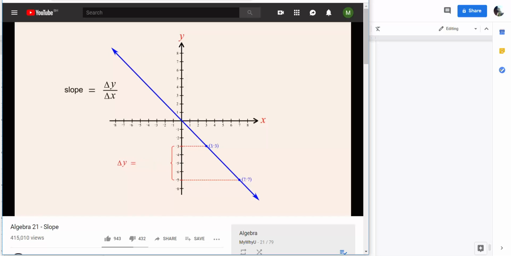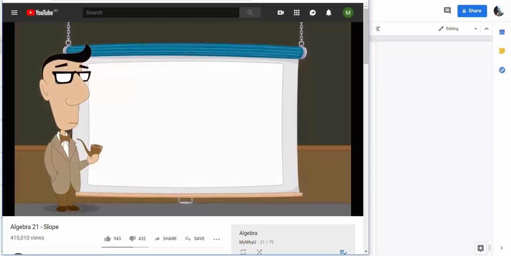This time, delta y is negative 7 minus negative 3, or negative 4. And delta x is 7 minus 3, or 4. So the slope, delta y over delta x, is negative 4 divided by 4, or negative 1. When using this formula to calculate a line slope, no matter which 2 points on the line we choose, we will always get the same answer.